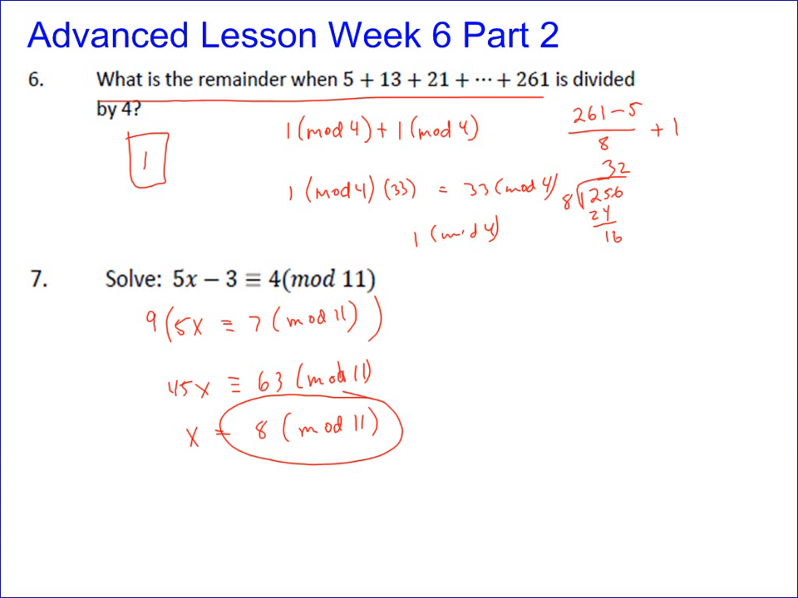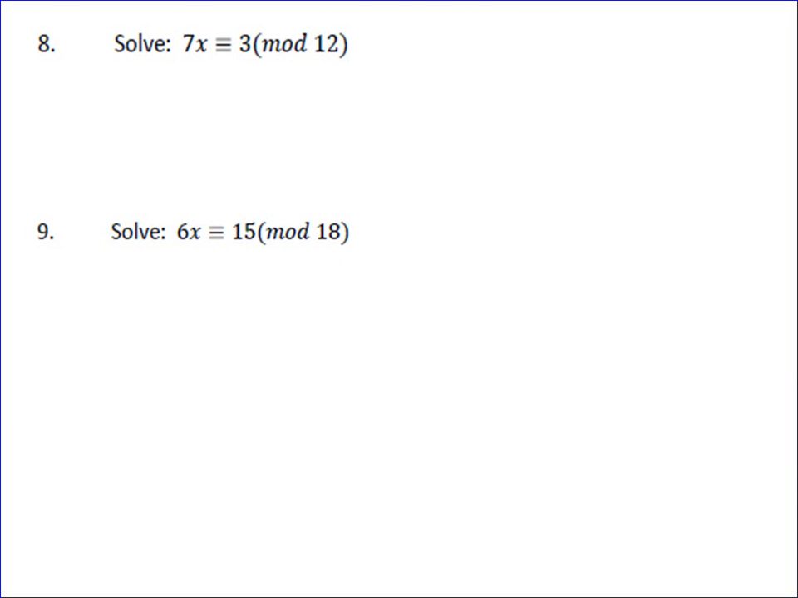All right, when we look at the next, we're going to do a couple more of these. It says 7x is equivalent to 3 mod 12. So again, you do the same thing. What multiple of 7 is one more than a multiple of 12? Well, 25 is one more than 24. That doesn't work. 37 is one more than 36. That doesn't work. 49 is one more than 48, which does work. So we multiply everything by 7, and we get 49x is equivalent to 21 mod 12.